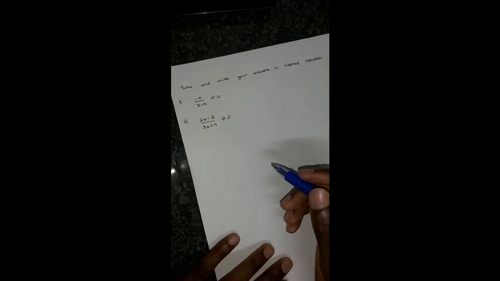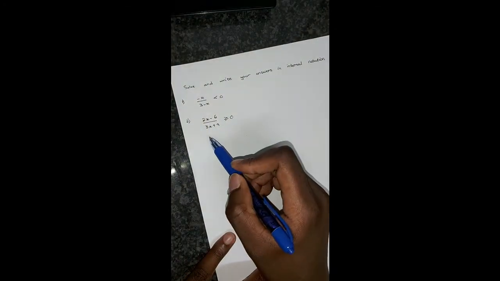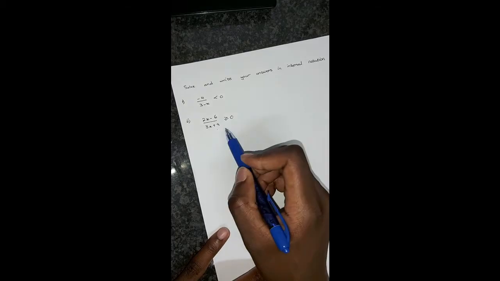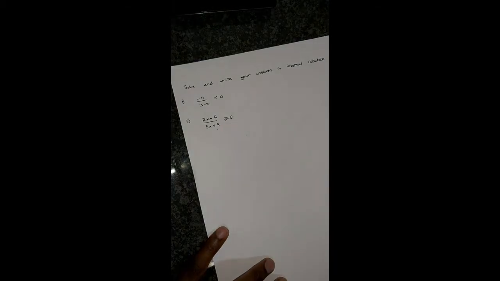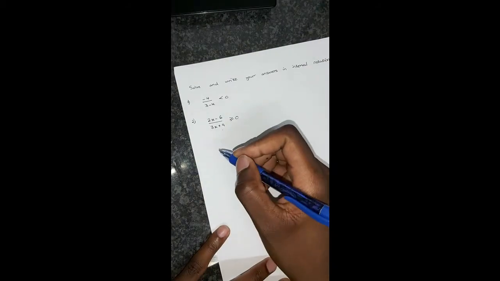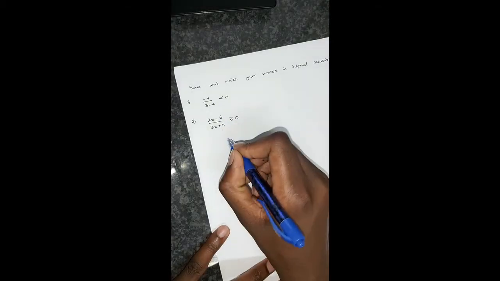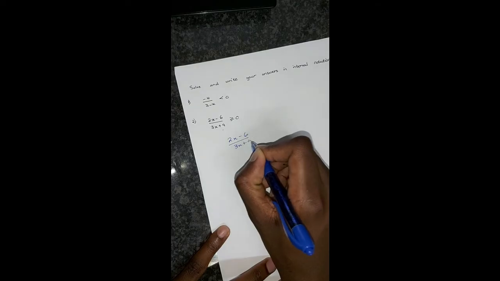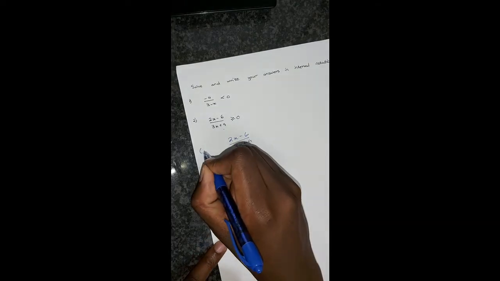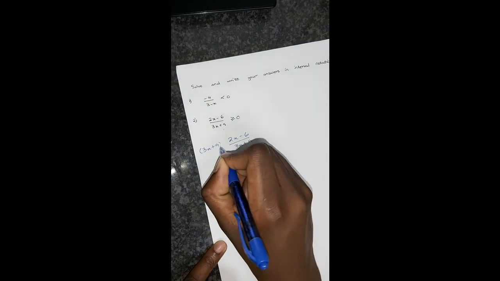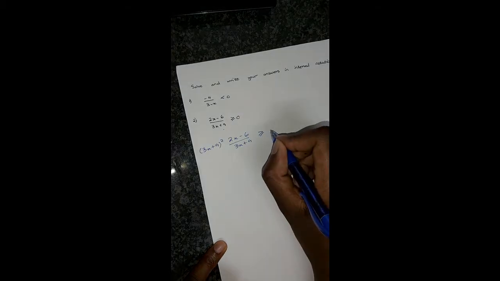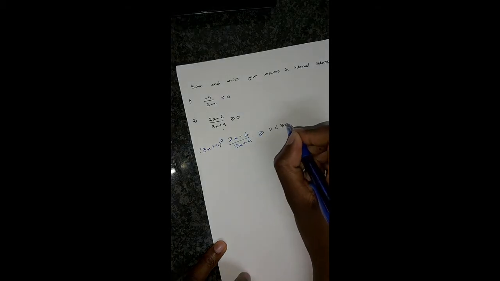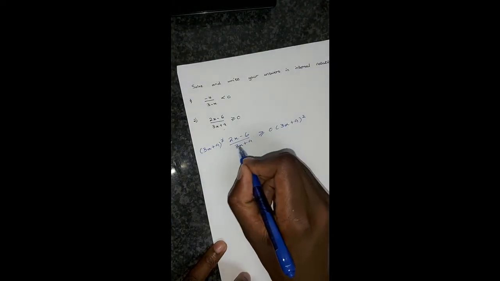Okay, and then the second question says (2x - 6)/(3x + 9) ≥ 0. With this one, we just do the same thing that I had explained over here. So it's (2x - 6)/(3x + 9). Then you can multiply by (3x + 9)² being less than or equal to 0 times (3x + 9)². So this side will just remain a 0. Then this side, that cancels that.